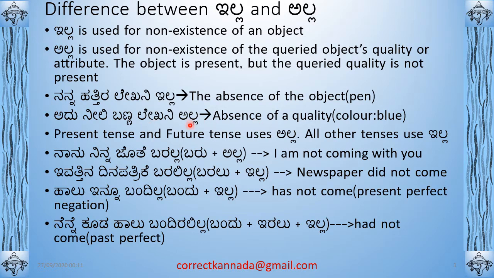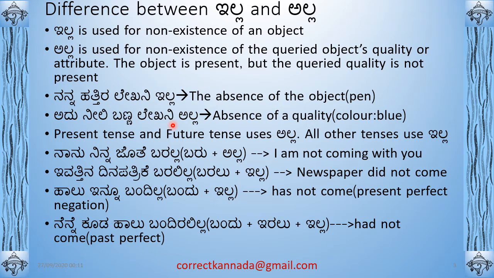Okay, so absence of a quality attribute. Attributes can be a relationship, a color, anything that gives a quality or an attribute of an object. The object is present, meaning the type of the object is present, but it doesn't carry the quality you are asking for. Then you will use alla. Okay. So I believe this is a very clear distinction.